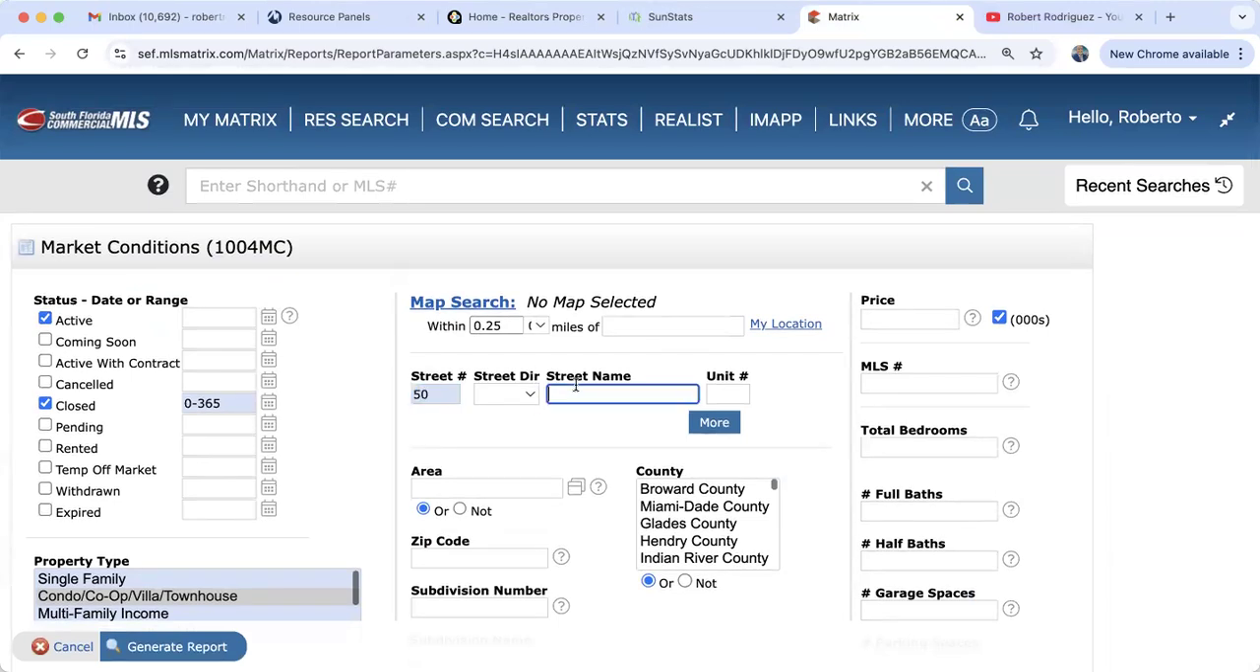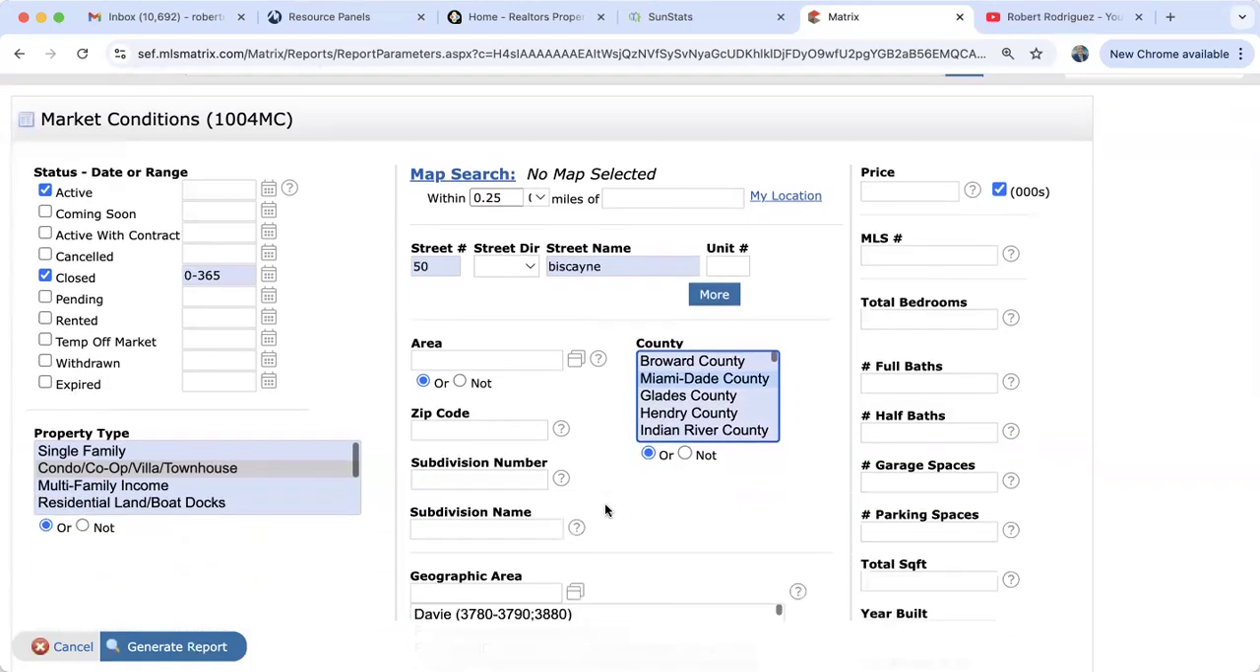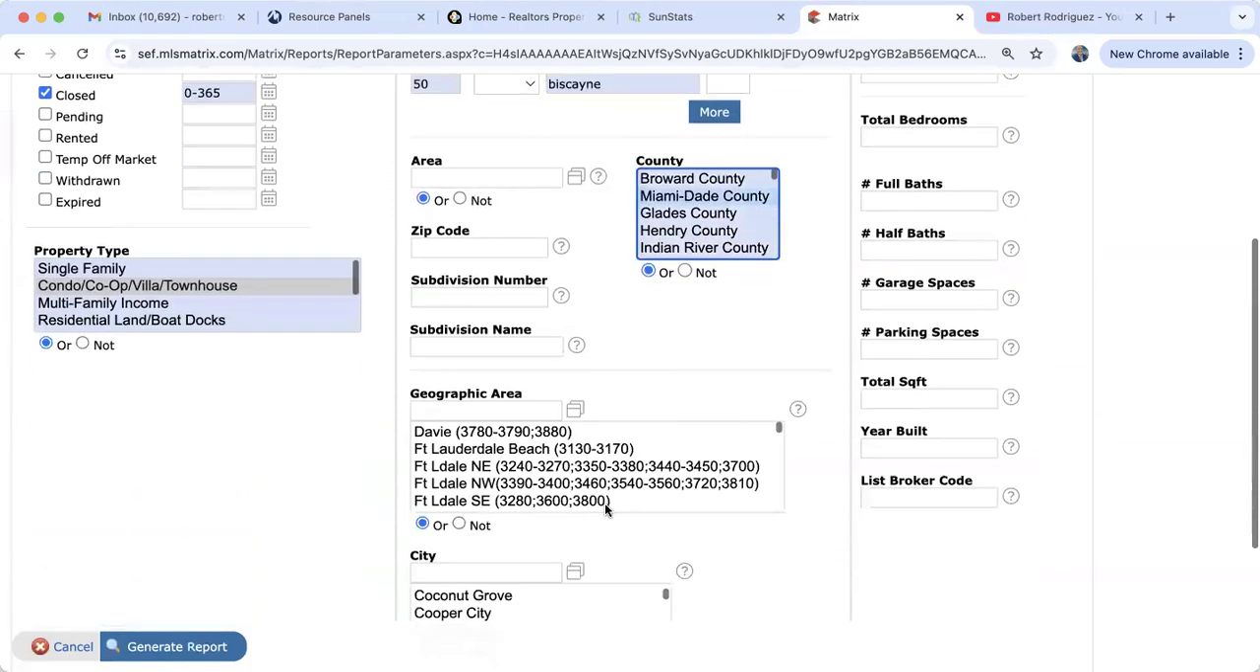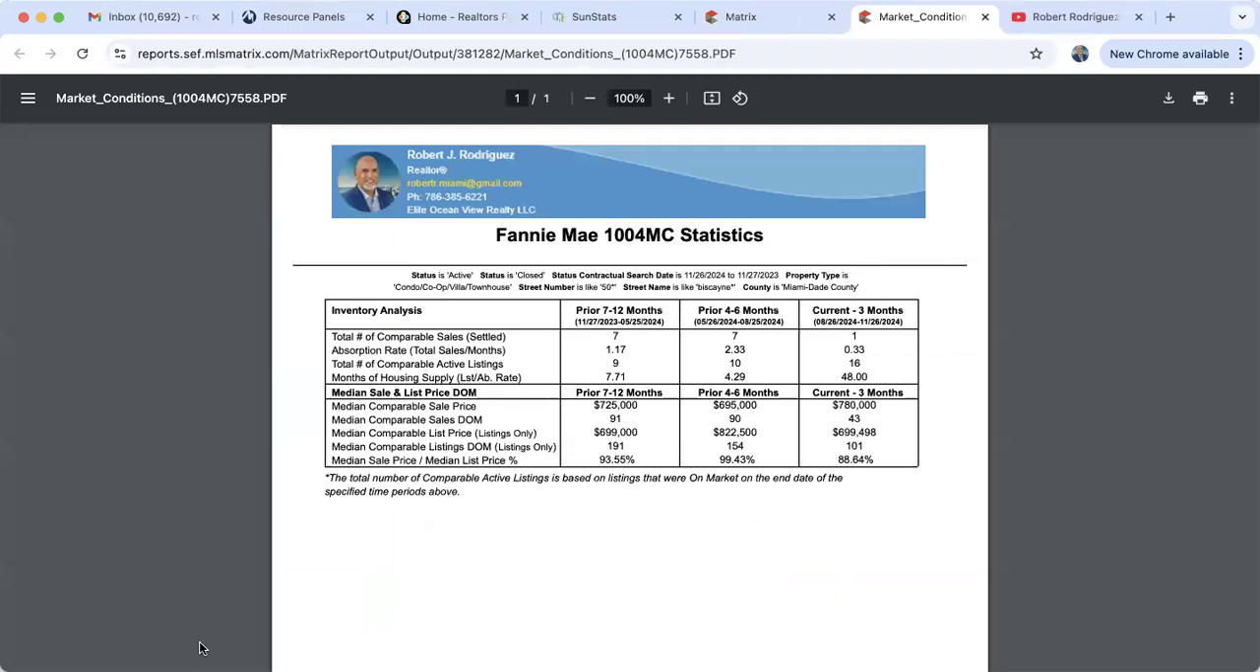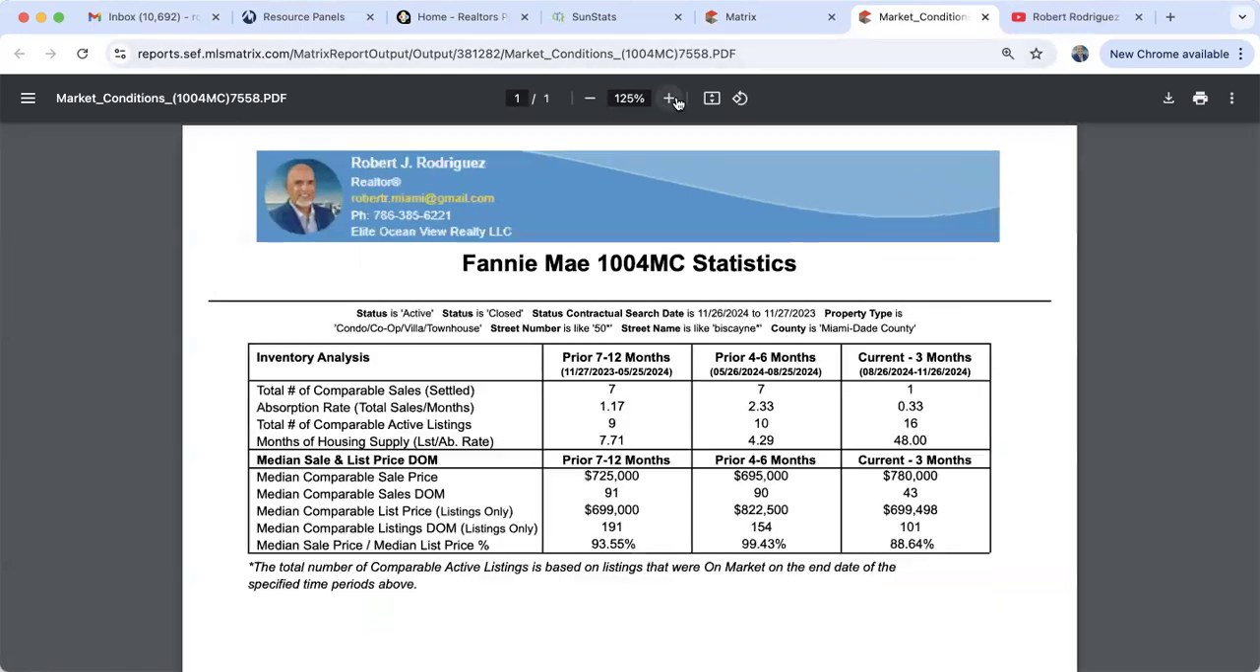All right. We're going to go ahead and put in here 50 Biscayne and in Miami-Dade County. If you wanted to run this for a building because you represent a seller in the building, then we're going to go ahead and run it for this building, and we're going to click on generate report. And this is the statistical market conditions for 50 Biscayne Boulevard. Folks, if you have a seller in this building, there is competition.